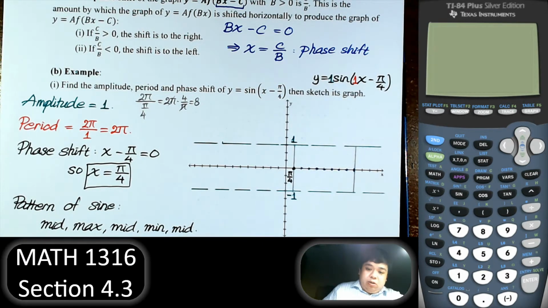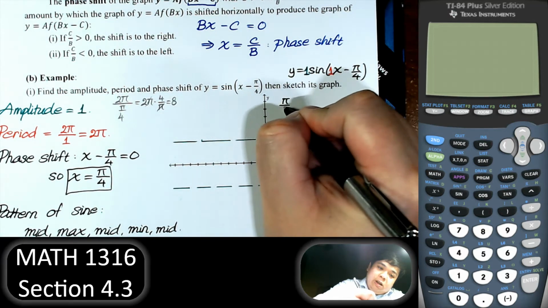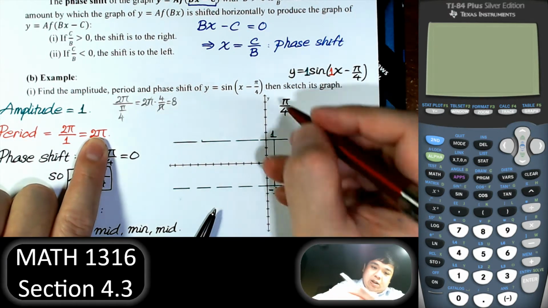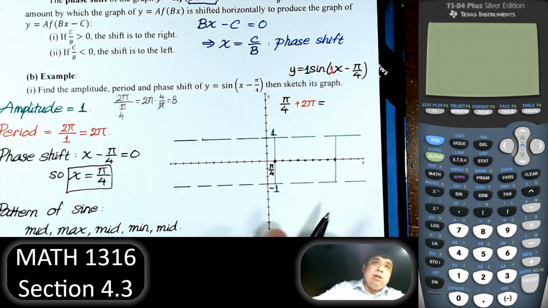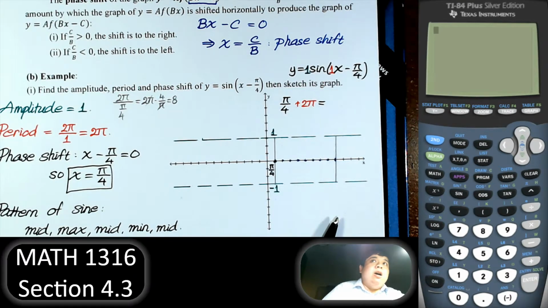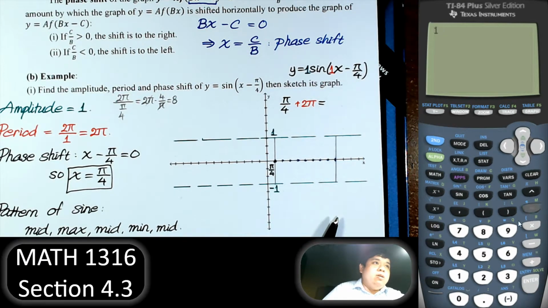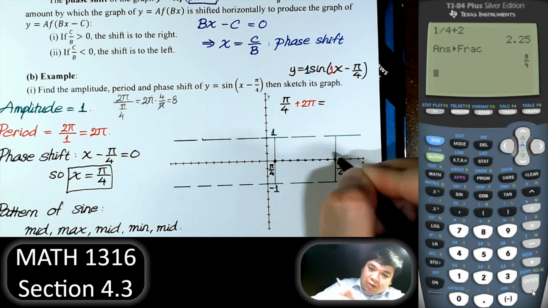In particular though, if we start from pi over 4 and we add a period, so we just do this, 1 over 4 plus 2, and that is 9 over 4 pi, 9 pi over 4. Right.